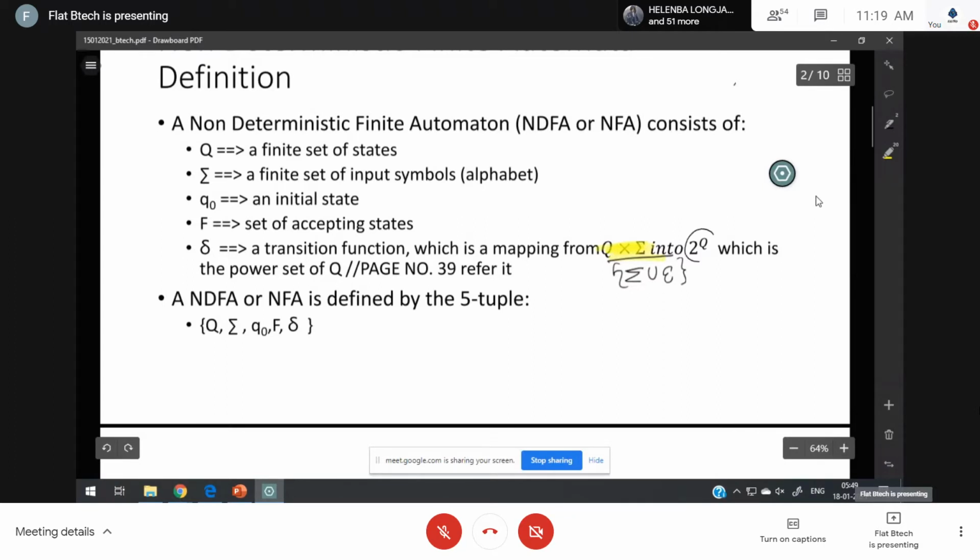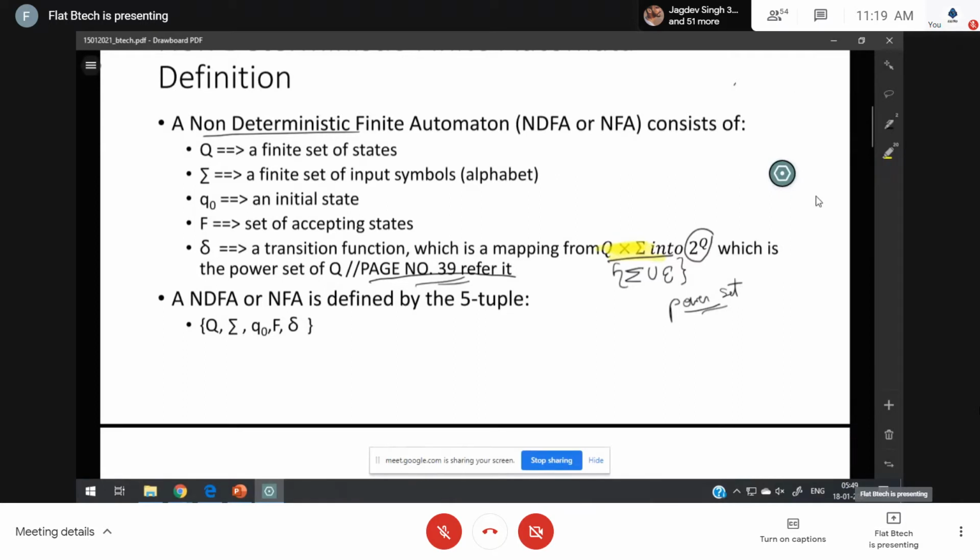And this is known as power set. I've mentioned the page number in your textbook, so you have to read it. This is about sets. Power set and all, I'm going to explain. So read by yourself. This is the mathematical definition of non-deterministic finite automata.